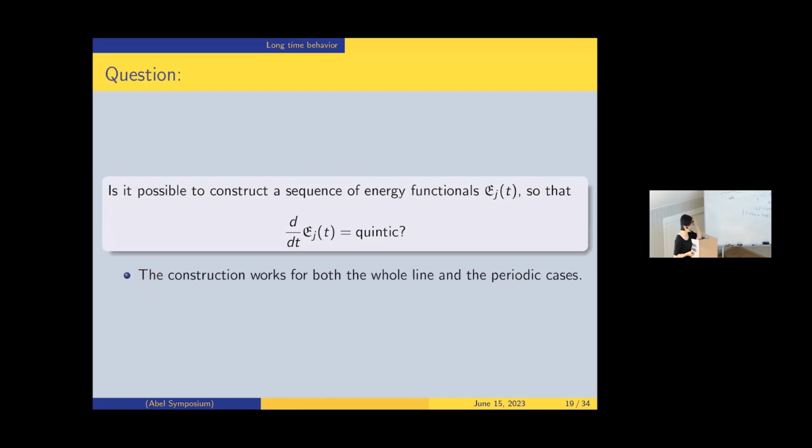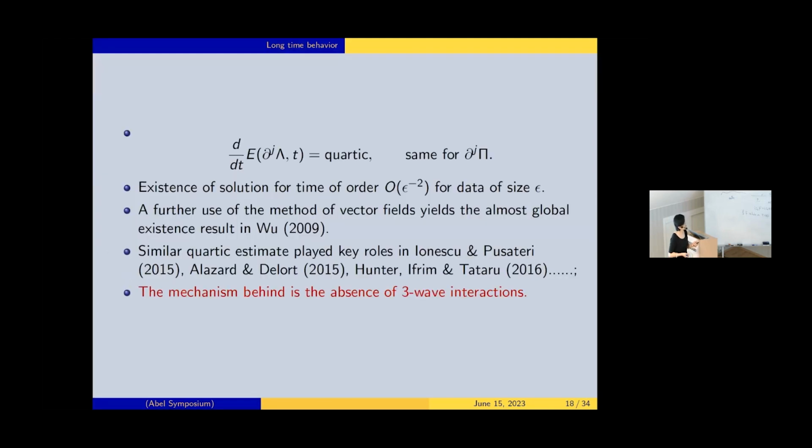So a natural question is, if this is so useful, can we actually construct a sequence of energy functionals so that d/dt of this is equal to quintic? If we can make it quintic, then supposedly the cubic nonlinearity is also removed, right? So how do we do this? Naively you want to just look at this, and move it to the left-hand side.